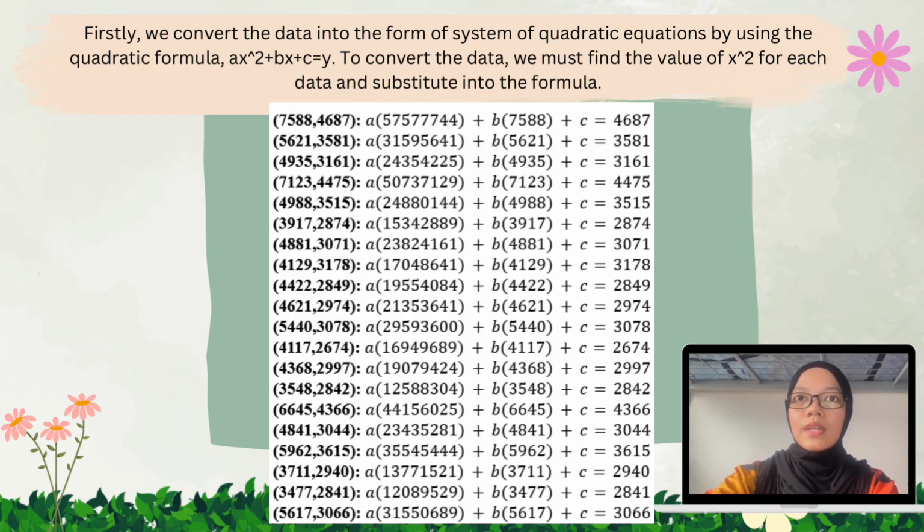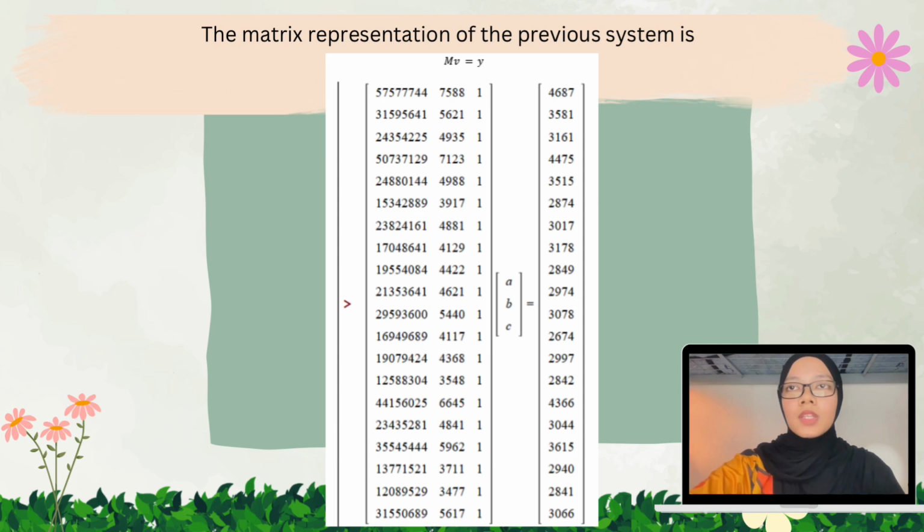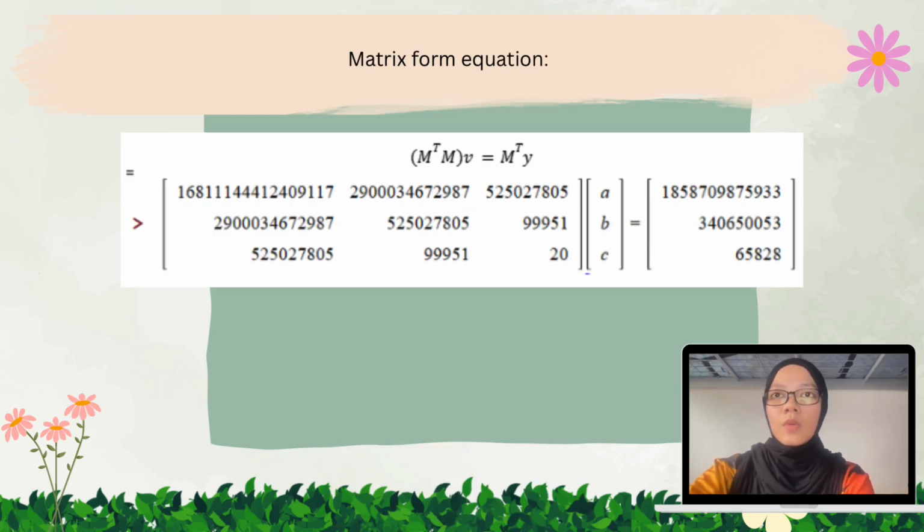Firstly, we convert the data into the form of a system of quadratic equations by using the quadratic formula, which is ax squared plus bx plus c equal to y. To convert the data, we must find the value of x squared for each data and substitute into the formula. Next, we create the matrix representation of the previous system, and then we let MV equal to Y. So this is the matrix form equation for the quadratic equation. We let M transpose multiply MV equal to M transpose multiply Y.